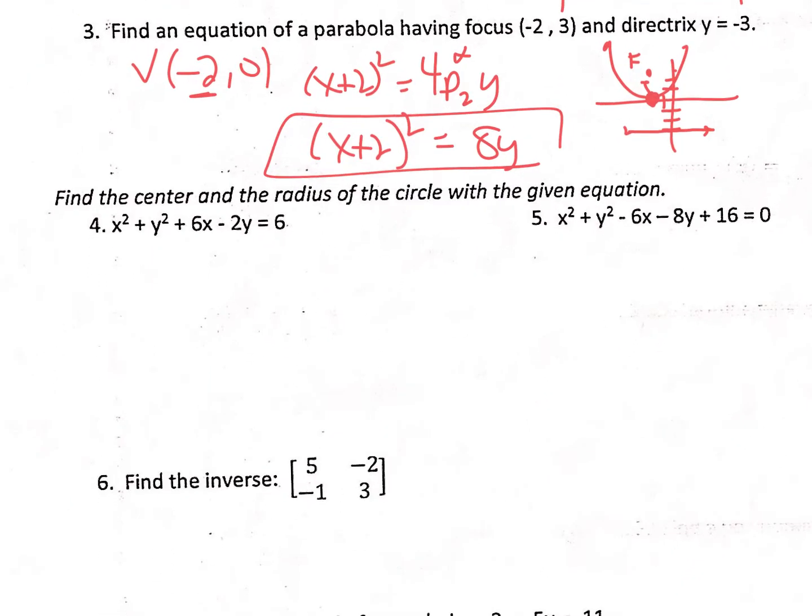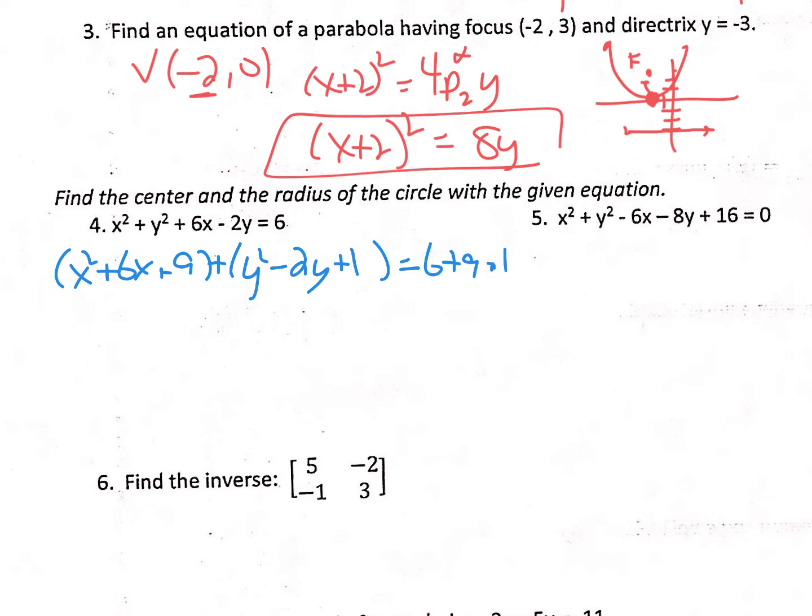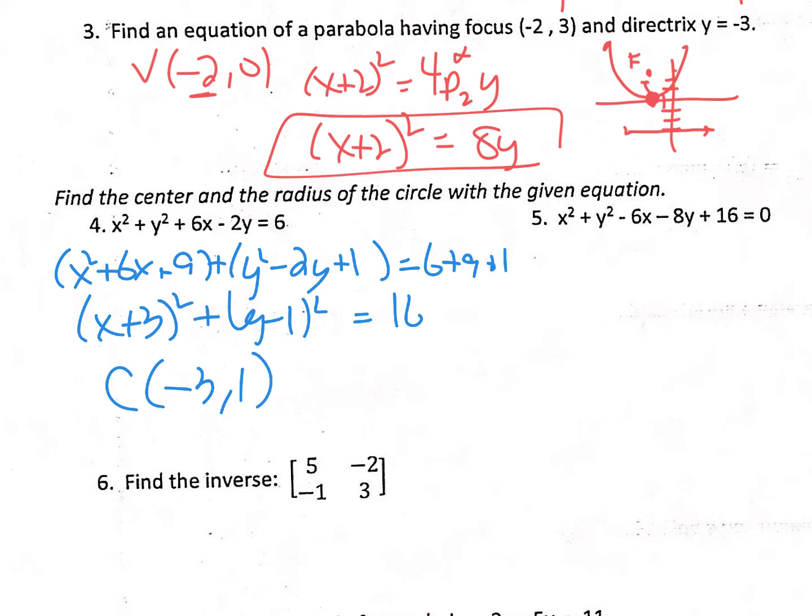4 and 5 are the circles. Got to complete the square twice. Find the center and radius. The first step is group your x's together and your y's together, and then set equal to 6. Complete the square. Half of 6 is 3. Square it, that's 9. Add 9 to both sides. Half of 2 is 1, so -1. Square it's +1. Add 1 to both sides. Over here I'm getting an x plus 3 squared, a y minus 1 squared, and that's going to equal 16, which tells me the center is -3, 1, and the radius is 4. That's how I do that one.